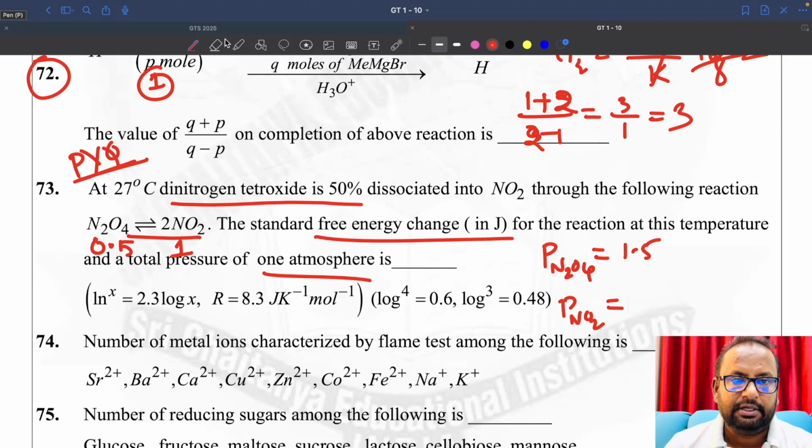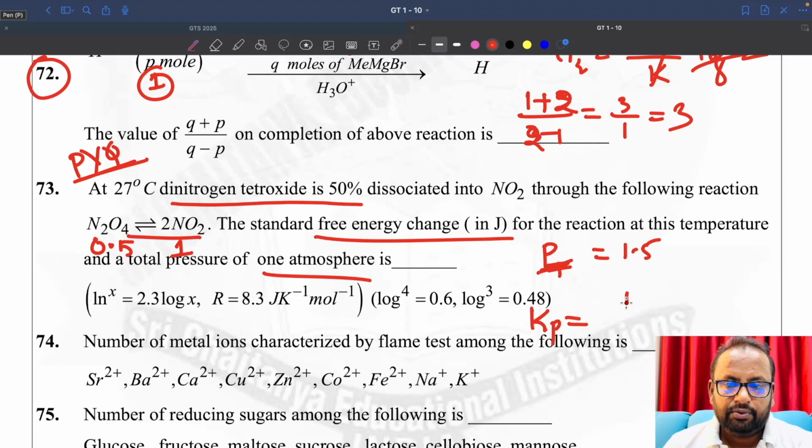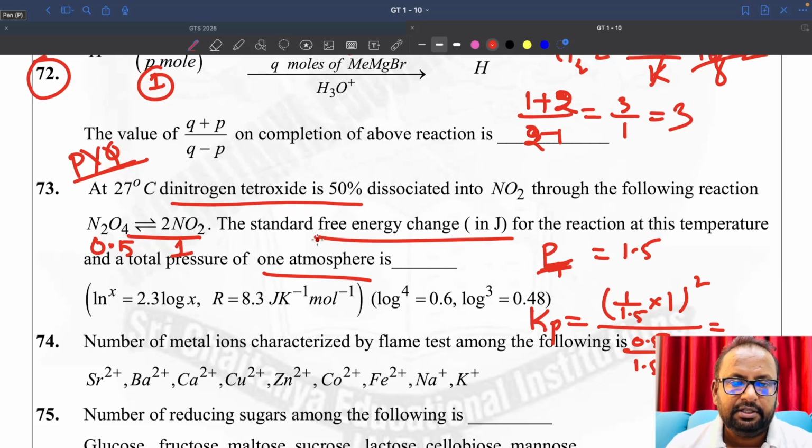So these are the partial pressures, and we have to solve it for this one. We will calculate the partial pressure. This is P total. Total moles. Okay. So how do we do it? According to the Kp expression, Kp equals partial pressure of NO2, which is 1 by 1.5 into 1, whole squared by 0.5. So 0.5 by how much is it? 1.5. On solving this we will get the Kp. Just we plug in the del G here.